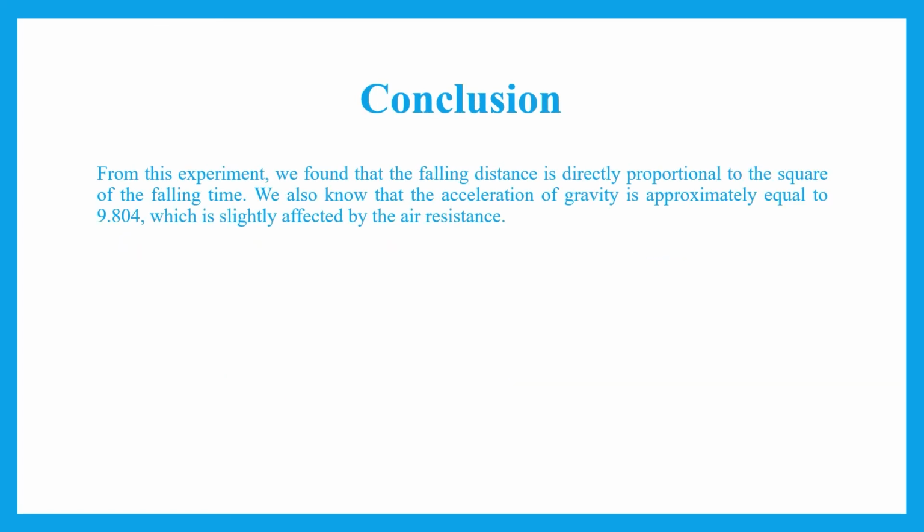Lastly, the conclusion. From this experiment, we found that the falling distance is directly proportional to the square of the falling time. We also know that the acceleration of gravity is approximately equal to 9.804 m/s squared, which is slightly affected by air resistance. Thank you very much.